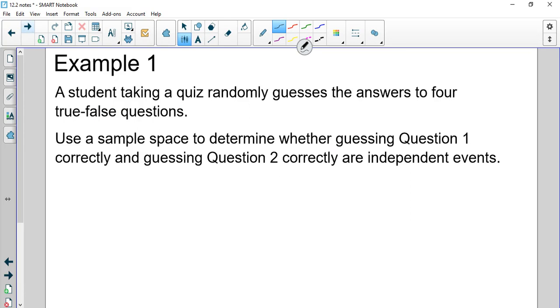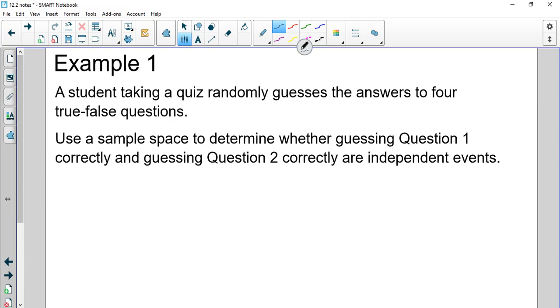So, a student taking the quiz randomly guesses 4 true-false questions. Use the sample space to determine whether guessing question 1 correctly and question 2 correctly are independent events. There's going to be a little bit of time saving here. You're going to need to look back to your notes from section 1, example 2, when we made that chart of all the outcomes. Remember there were 16 outcomes? Look now to find out the probability for question 1 and the probability for question 2.